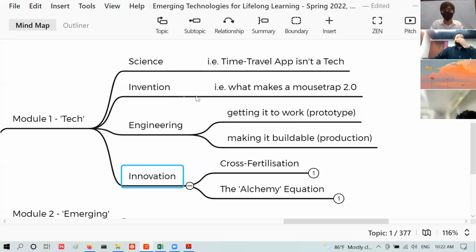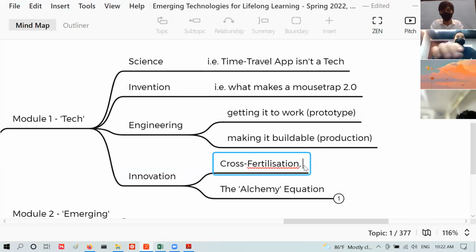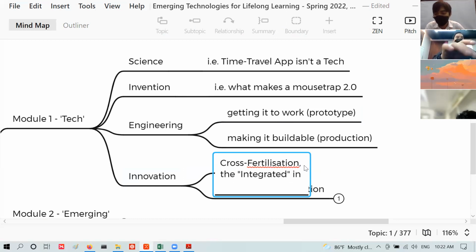This cross-fertilization, I should put something like this. Integrate, integrated, innovate. Yeah, but let's say part of that.